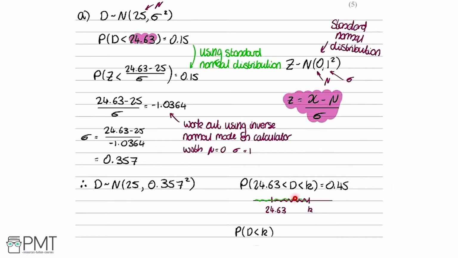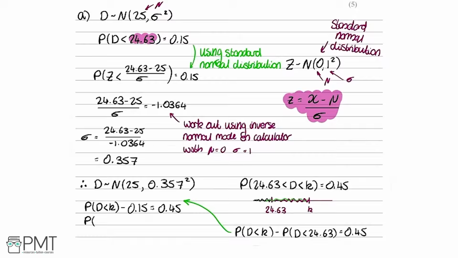Okay, so we've covered the right area, but we've also got this little extra bit, so we need to take this away. So I'm going to take away the probability of D being less than 24.63. Hopefully that makes sense why that is equivalent to all of this. So again, this is going to be equal to 0.45. However, from earlier in the question, we found out that this, if we look up here, is actually equal to 0.15. So we can replace that with 0.15 equals 0.45.